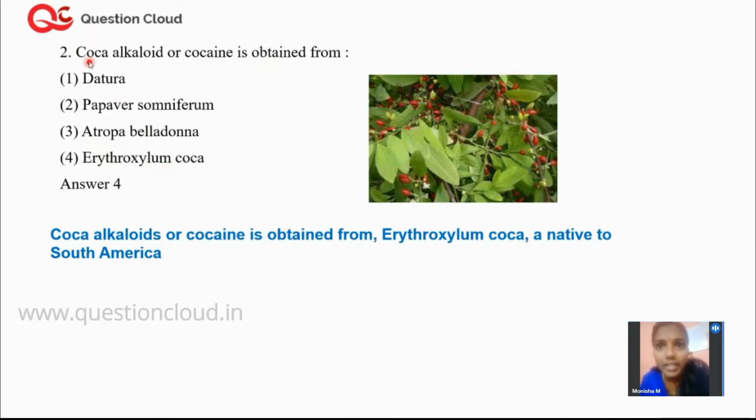Coca is derived from a plant called Erythroxylum coca, and this particular plant is native to South America. Mostly it is commonly found in South American countries. Please remember cocaine. Cocaine is a drug which is commonly used even to treat cancer. This particular cocaine is derived from Erythroxylum coca. Please remember the plant name.